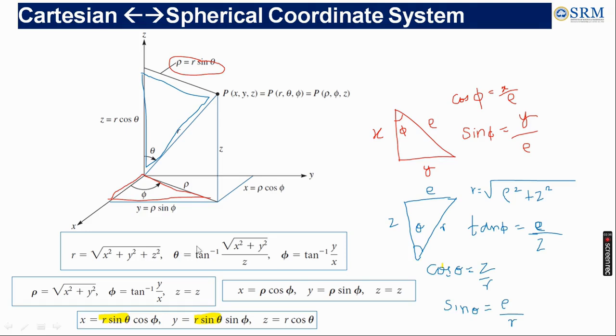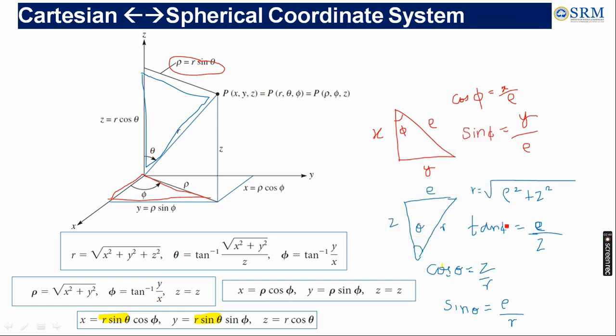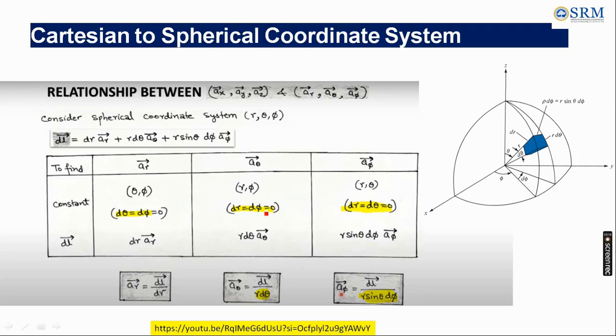And to find the value of theta, what should I do? Here it is theta. I have to take tan theta, that is, divide sin theta by cos theta, and I will get rho by z, where rho we already found from this relation is the root of x square plus y square, divided by z. And phi we already found from the cylindrical, that is tan inverse of y by x. From this above triangle only, phi is found. So that's all about the conversion between the coordinate points.